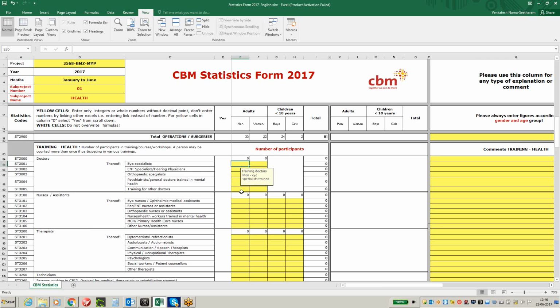I think this is not confusing. That's what I feel. They just count the number of participants, and out of the participants they give how many were eye specialists in the projects, how many were trained, who attended the trainings. Is it clear? Yeah, in fact it is clear.